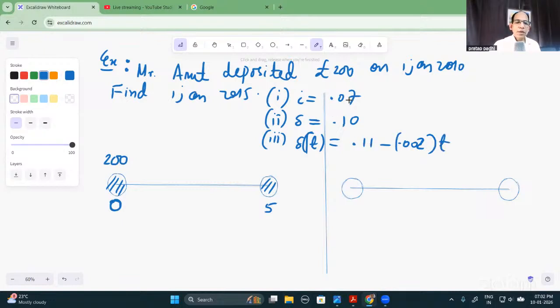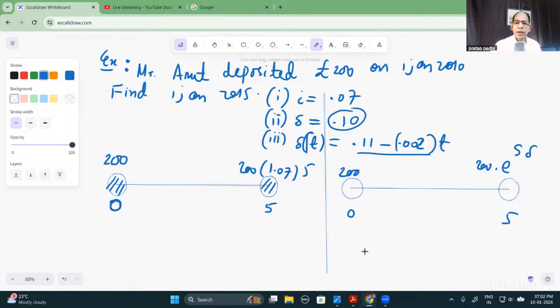So the first one is simple. After 5 years, this will be 200 multiplied by 1.07 power 5. And if you are using this formula, it's very simple, right? You write 200 here and then 200 multiplied by e power 5 delta. You put the value of delta here. That's all. How about this?